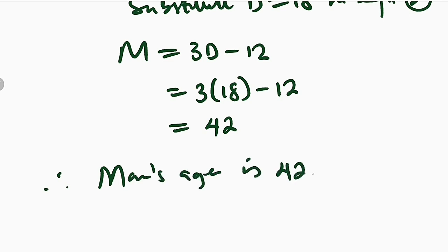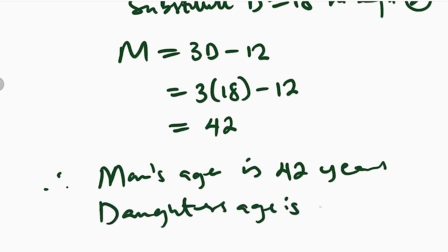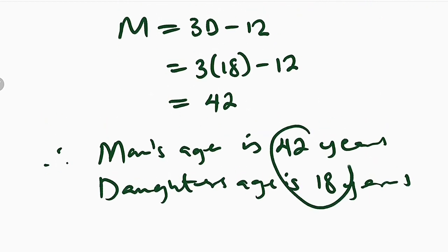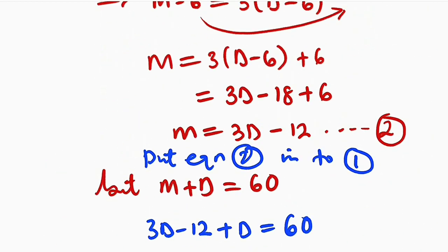So we conclude that man's age is 42 years, while daughter's age is what? 18 years. And if you want to confirm, you can add these two ages together. It must give you 60, because the question stated that the sum of the two ages equals 60. So now let us move on to the second part of the question.